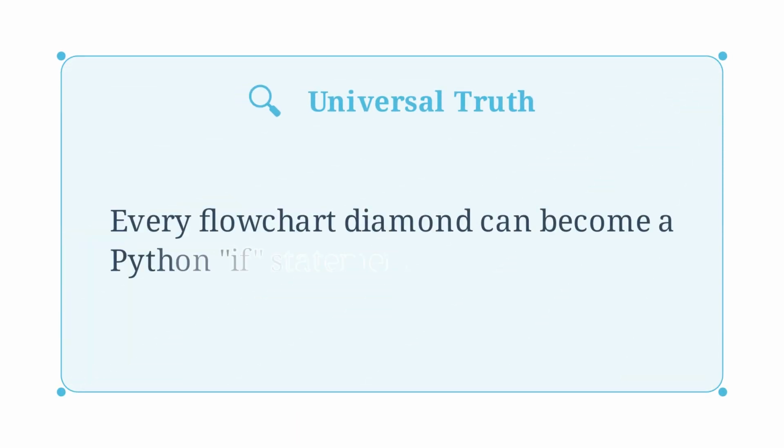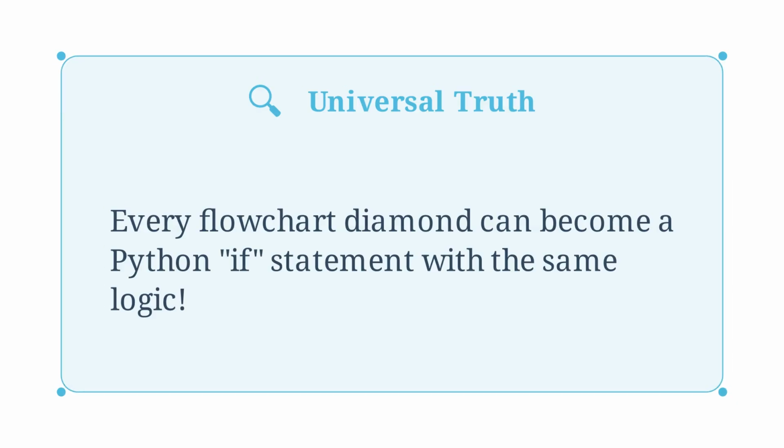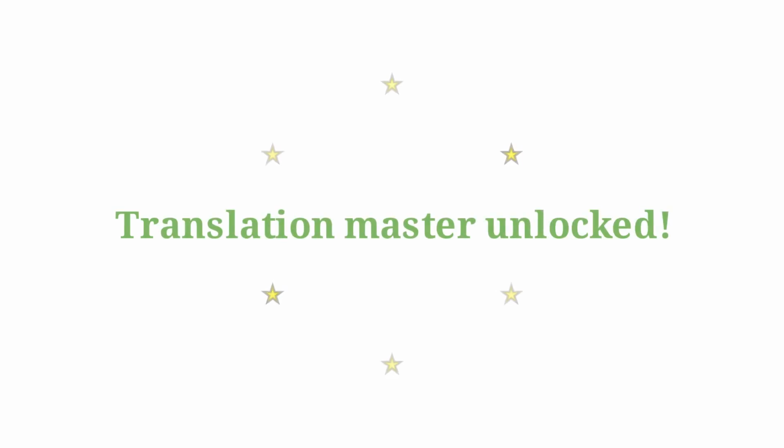Here's the amazing truth. Every single flowchart diamond can become a Python if statement. The logic stays exactly the same. We're just changing the language from pictures to text. Outstanding work! You've unlocked the power to translate any flowchart decision into working Python code. That's some serious programming magic right there.